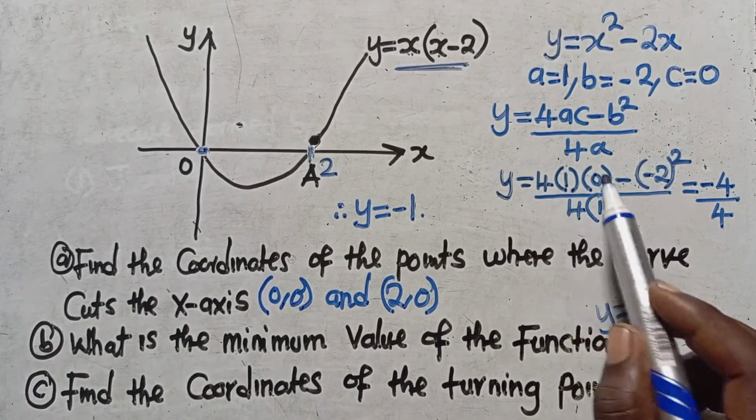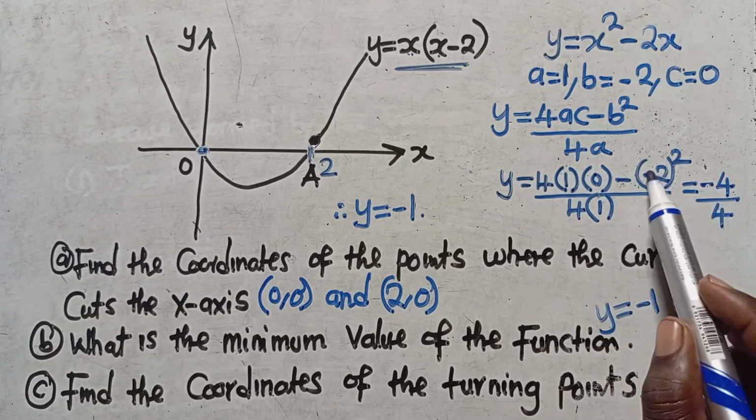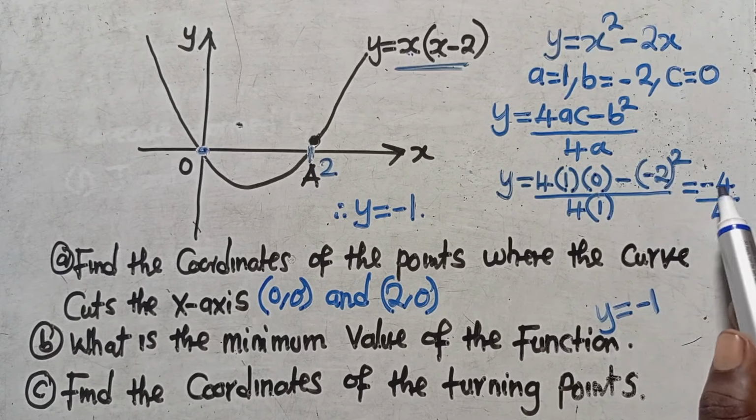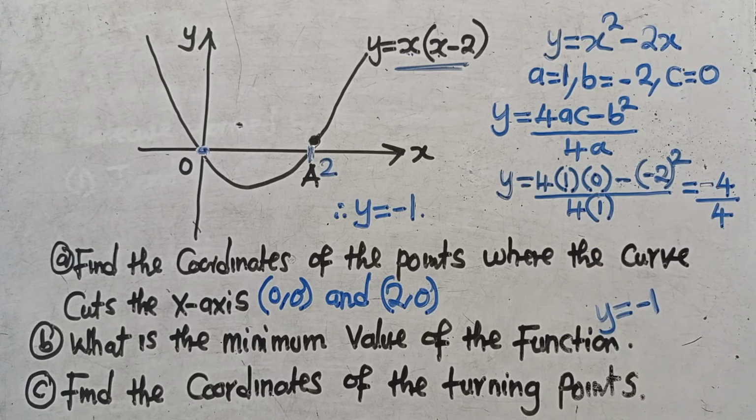So maybe you are wondering how I've come up with a negative 4 there. Negative 2 squared means negative 2 times negative 2. That is 4. So plus a negative there, so negative 4. Then down there we're just having a 4. So this is how you are supposed to answer that particular question.